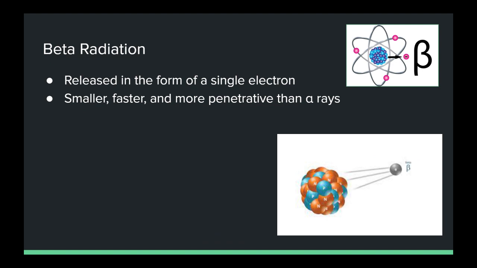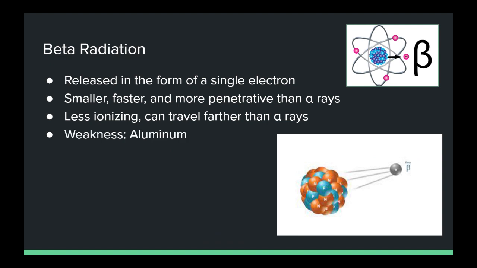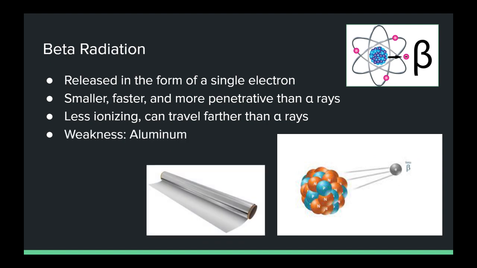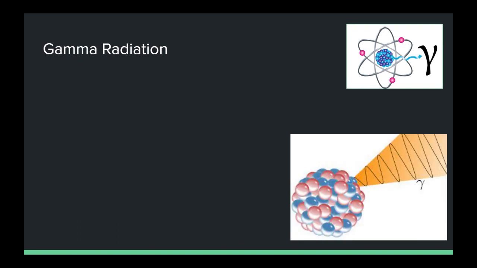And what is beta's greatest weakness? It's less ionizing and can travel farther than alpha rays, but still not super far. Its biggest weakness is aluminum. Dun, dun, dun, dun. And then we'll discuss gamma rays.